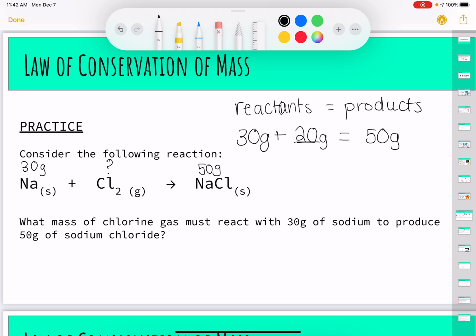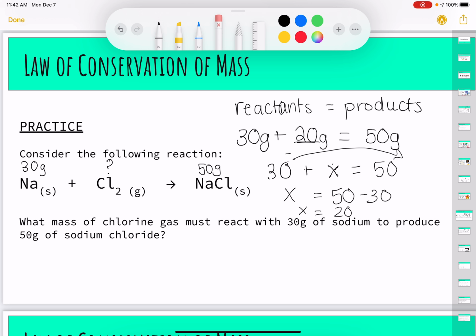Another way of doing this, you could go 30 plus x is equal to 50. And then you could solve for x if you would like to, where you take 30 to the other side because that's a minus. So it becomes x is equal to 50 minus 30. And then we figure out that that is 20. So whatever way you need to do to figure that out, basically that's as simple as the law of conservation of mass is. We're just solving for the missing piece. These reactants will always add together to make the products.